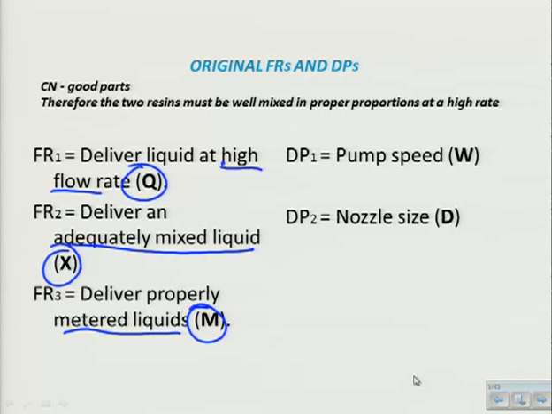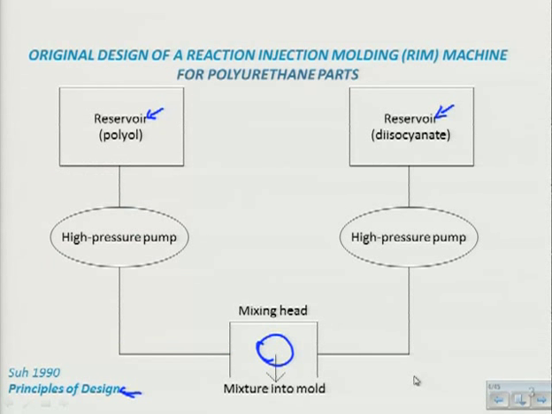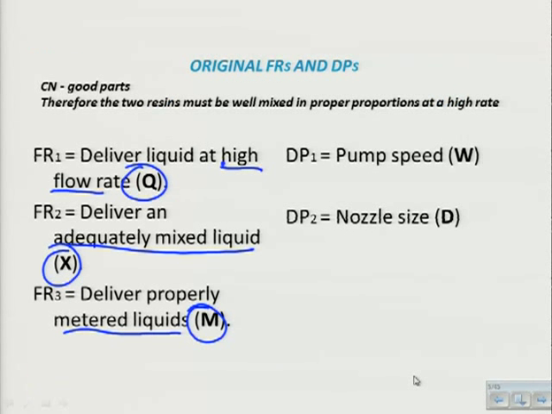So what are the DPs? Well, if you go back and take a look at this system, we really have the high pressure pump and the mixing head. And so we have the pump speed that we can adjust, and we have the nozzle size in the mixing head. So we've got 3 FRs and 2 DPs.